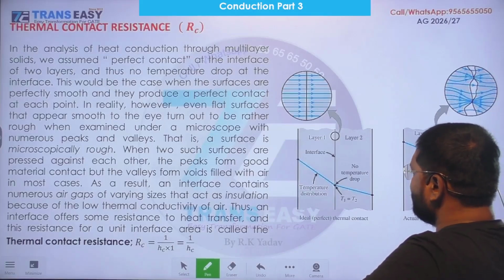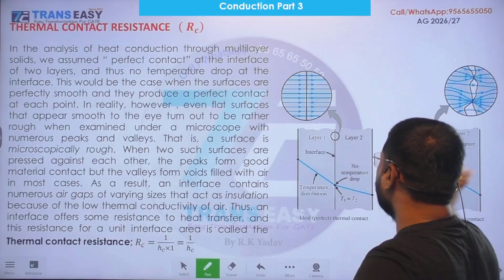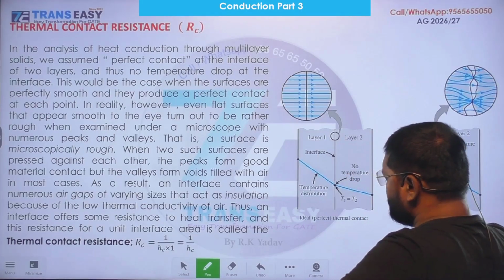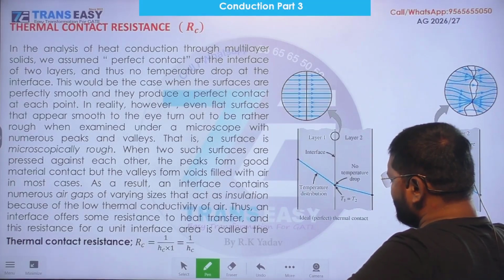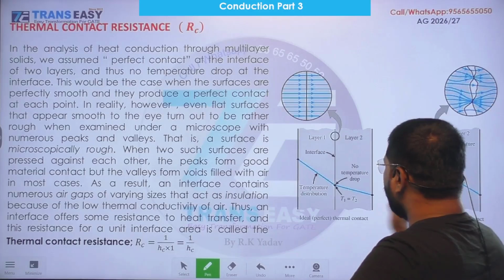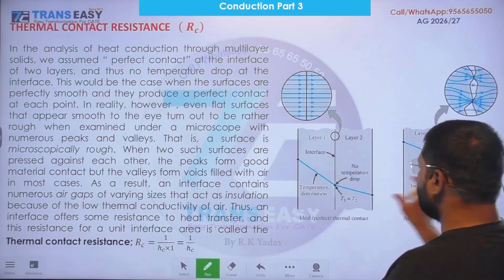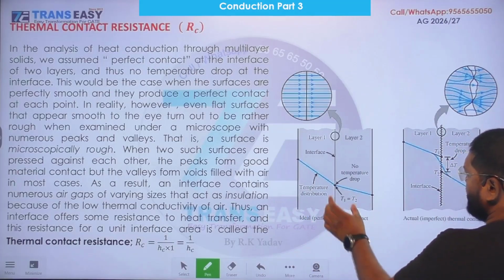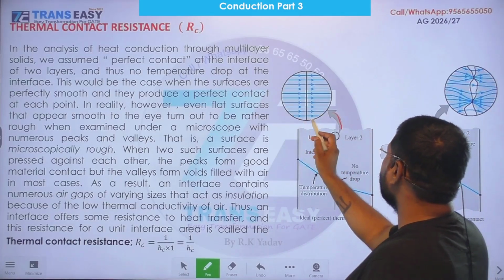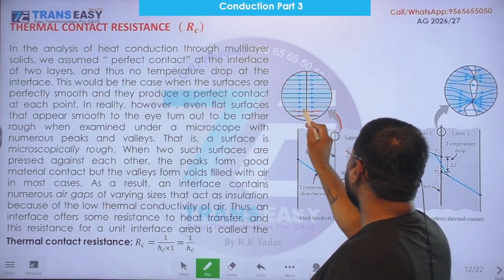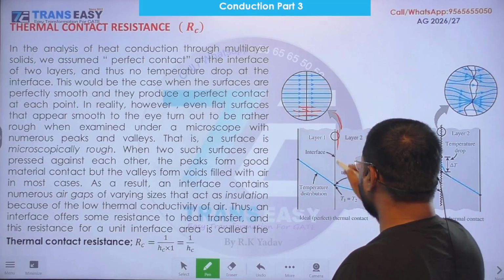Thermal contact resistance. Dear friend, this is layer 1 and this is layer 2. They are two separate layers. Now we bring these two layers in contact. This is the contact. And guys, this is ideal or perfect thermal contact between these two layers. And this is visualized here. Here we have a perfect contact at interface.